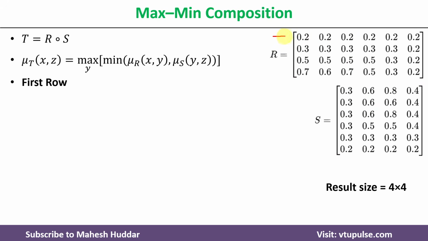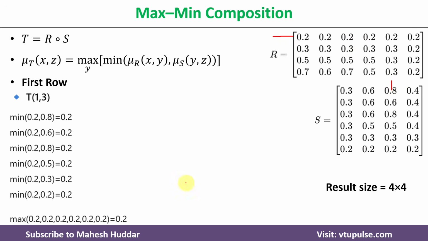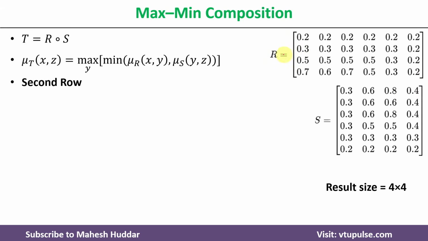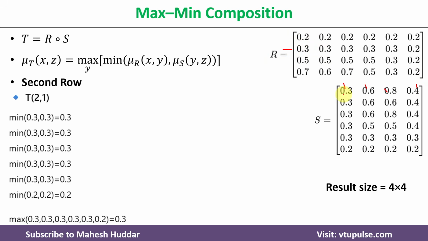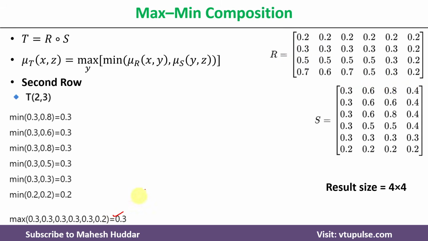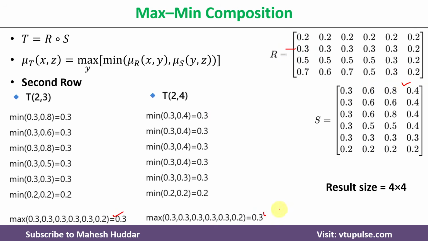So similarly, we will compare the first row with the third column. Once you do this, we will get the maximum value as 0.2, and for the first row and fourth column, we will get the maximum value as 0.2. So next we will consider the second row. Once you compare this second row with the first column, we will get the maximum value as 0.3. Second row with the third column, we will get the maximum value as 0.3, and second row with the fourth column, we will get the maximum value as 0.3.